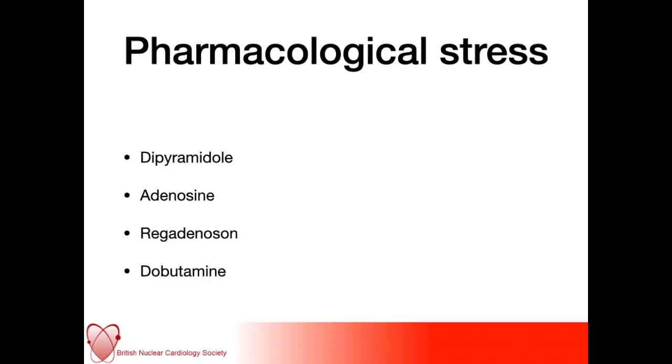There's a range of agents we can use to cause pharmacological stressing. They range from the vasodilators, dipyridamole, adenosine and regadenoson, and then the chronotropic and inotropic agent, dobutamine.